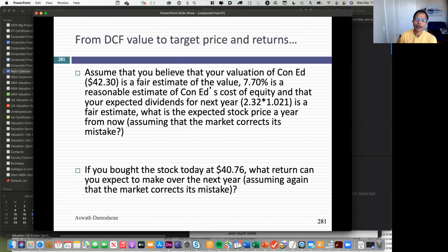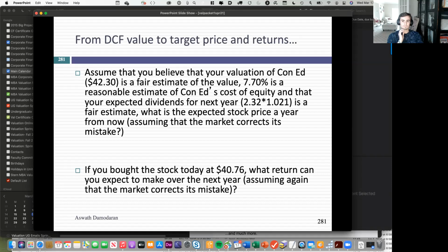What's the essence of a fair value? That you're going to earn at least your cost of equity, right? Basically, you're going to earn your cost of equity. Cost of equity here is 7.7%. So if I invest at 42.30, over the next year, I should make a 7.7% return. Everybody agree? That's what fair value is.